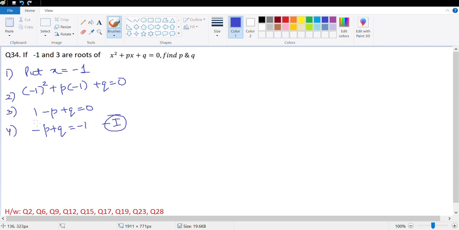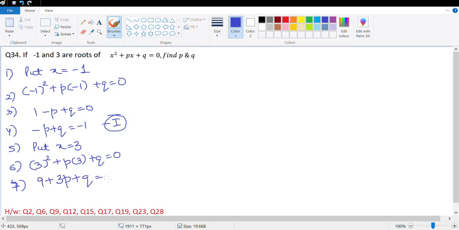Next, put x is equal to 3 and what we get is 3 squared plus p times 3 plus q is equal to 0. This gives us 9 plus 3p plus q is equal to 0. Putting numbers on one side, variables on the other, we get 3p plus q is equal to negative 9. That's our equation number 2.